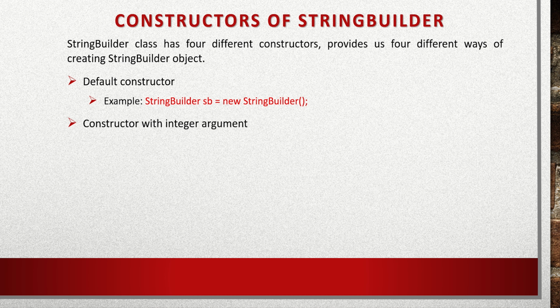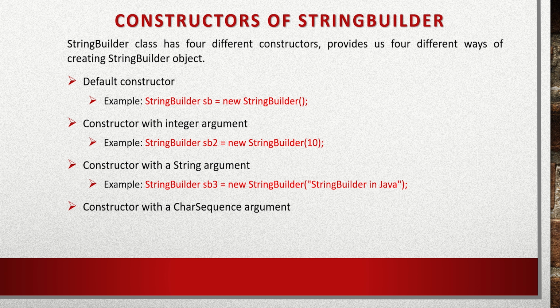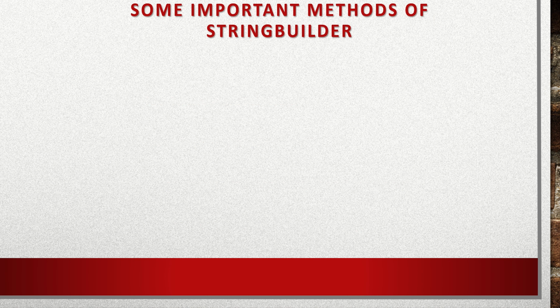Constructor with an integer argument: constructs a StringBuilder with no characters in it and an initial capacity specified by the integer argument. Example. Constructor with a string argument: constructs a StringBuilder initialized to the contents of the specified string. The initial capacity is set to 16 plus the length of the string. Example. Constructor with a CharSequence argument: constructs the StringBuilder that contains the same characters as the specified argument. The initial capacity is 16 plus the length of the argument. Example.